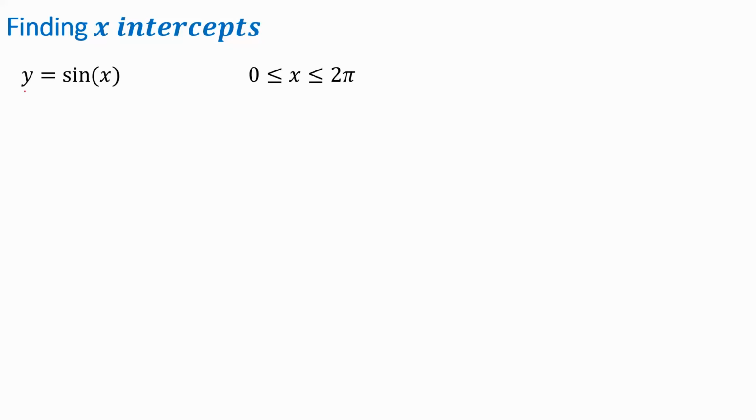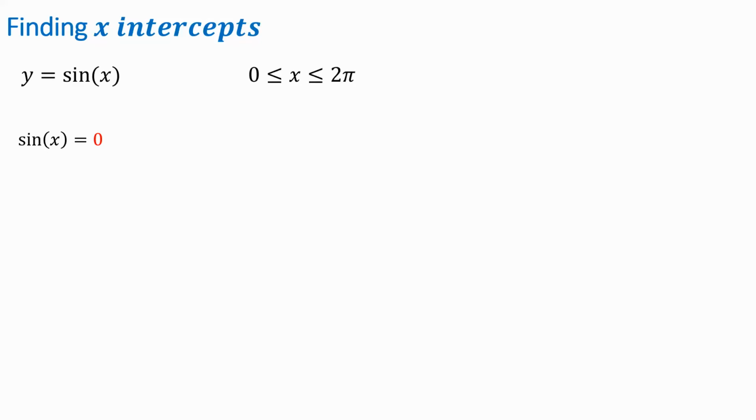Y is always equal to 0. So, first step, you're going to let y equal to 0. So I've now got sine of x equals to 0. If you want to find the x-intercept, your goal is to get x. You need to have x as the subject. Your problem right now is the sine. You don't want sine of x. You just want x.